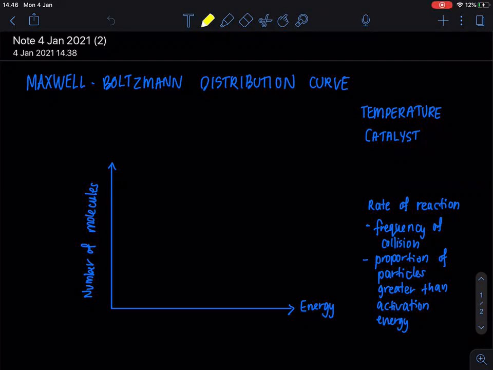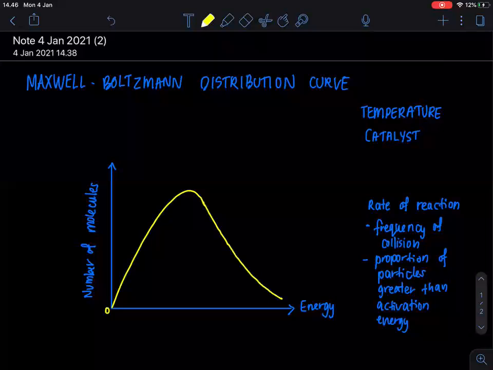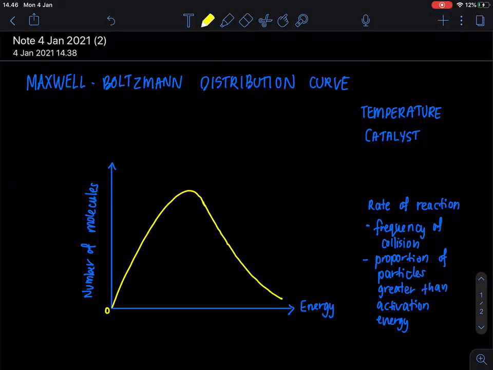So I will draw for you. The y-axis is going to be the number of molecules. The x-axis is going to be the energy. The graph will start from zero, and it will have this kind of shape. You can see that it is going to be skewed to the right-hand side. If you want, you can extend it further like this, but you do not need to reach zero on the right-hand side.